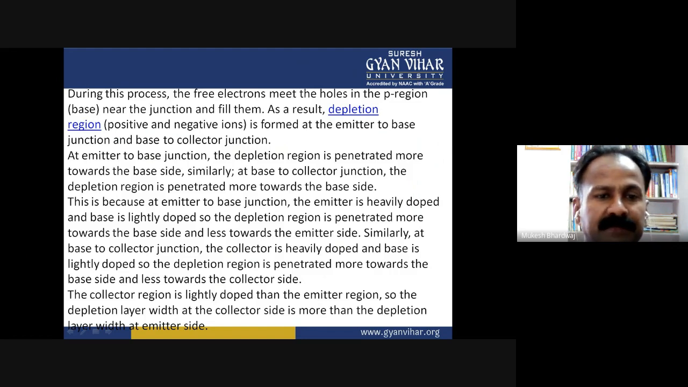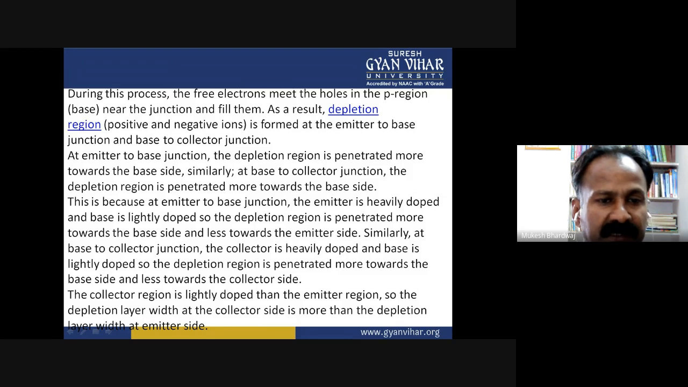At the emitter to base junction, the depletion region penetrates more towards the base side. Similarly, at the base to collector junction, the depletion region penetrates more towards the base side. This is because at the emitter to base junction, the emitter is heavily doped and the base is lightly doped. So the depletion region penetrates more toward the base side and less towards the emitter side. Similarly, at the base to collector junction, the collector is heavily doped and the base is lightly doped. So the depletion region penetrates more towards the base side and less towards the collector side.